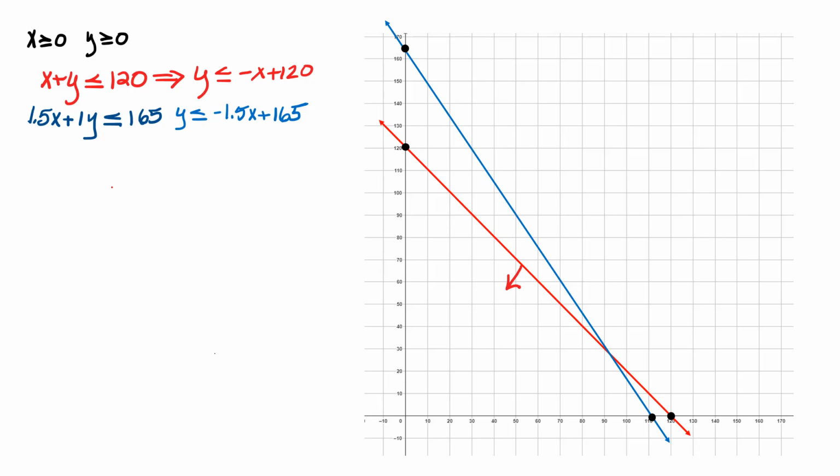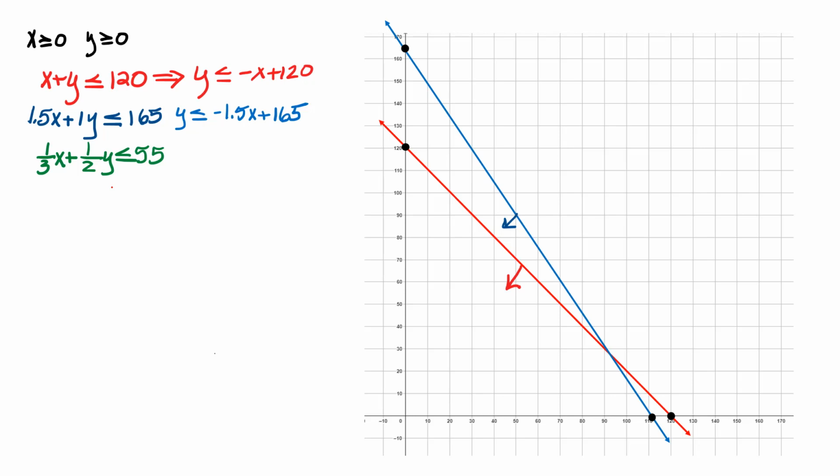And to know where we would shade, we can plug in the point 0, 0 into that inequality, and we'll get 0 is less than or equal to 165, which is true. So 0, 0 is below the blue line, which means that's the side we would shade. The next inequality is about the number of hours of labor that he can get.